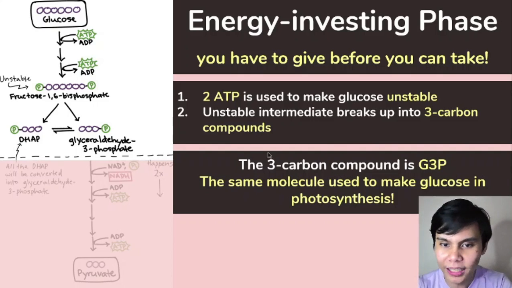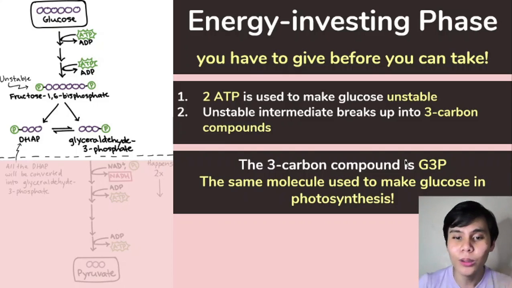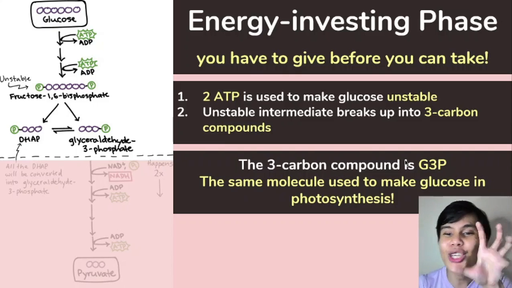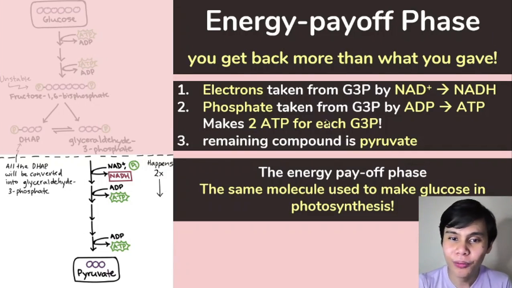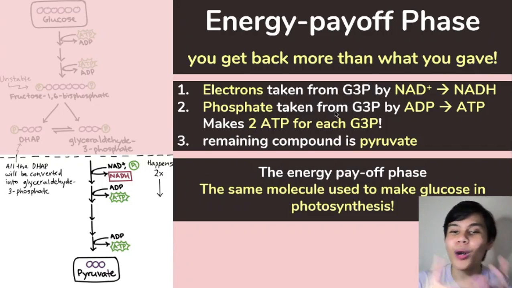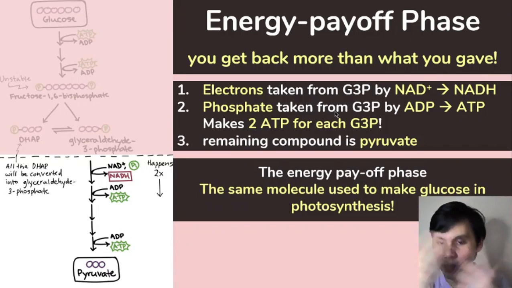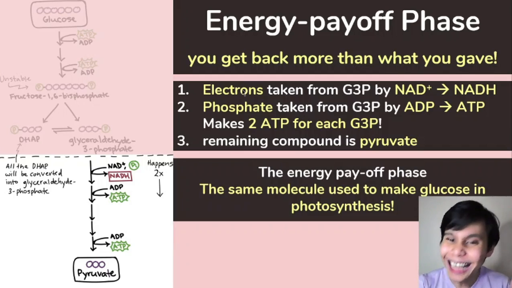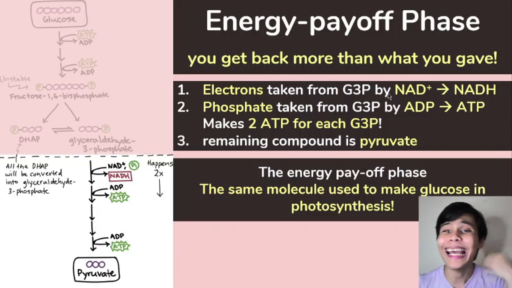So that broken apart thing becomes G3P, the same molecule earlier used to make glucose in photosynthesis. We're back at G3P. Very important molecule. So in the energy payoff phase, that G3P will get processed in order to get the energy back, plus other stuff. So first, electrons are taken from G3P by an electron transporter called NAD+.